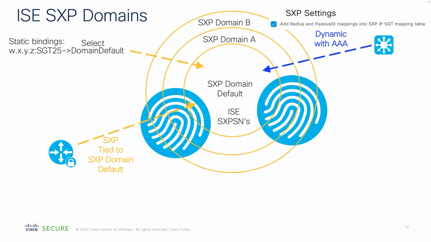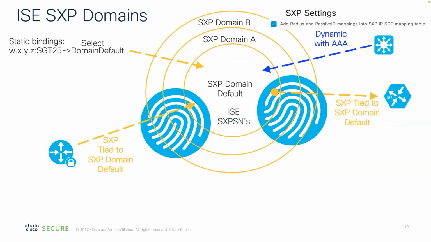If you have dynamic mappings, endpoints authenticating with ISE, and assuming that you've enabled, so on the SXP settings, it says add RADIUS mappings into the SXP table. Assuming you've got that selected, then the dynamic mappings assigned by ISE will also go into the default domain. So you've got all these mappings going into the default domain. And if you have an SXP connection tied to that default domain, and ISE being a speaker sending those mappings out towards this ASR, then all the mappings in the default domain will be sent out to this network device. So that's the default domain. And maybe that's the majority of use cases.